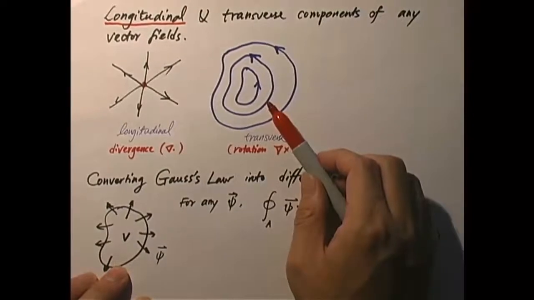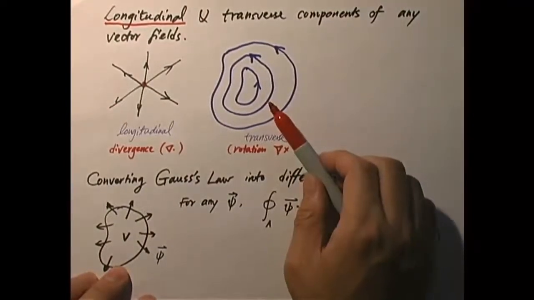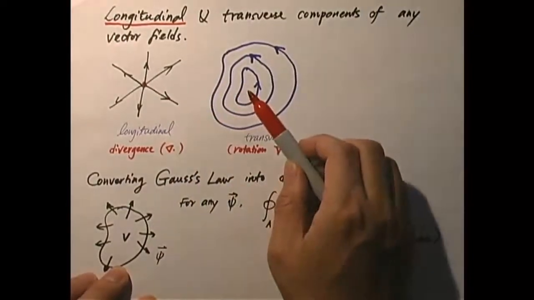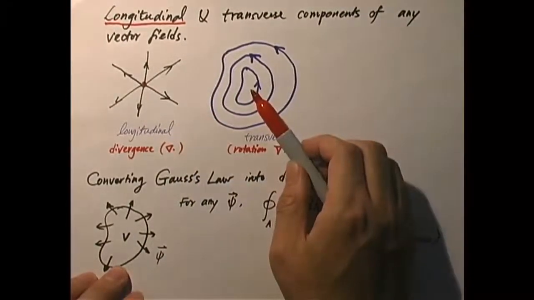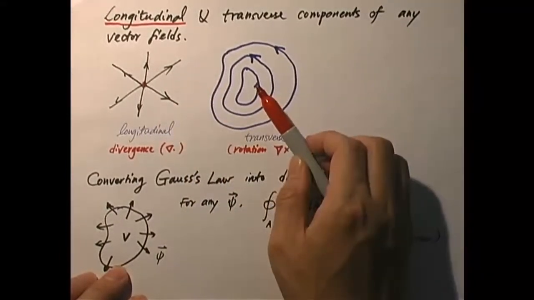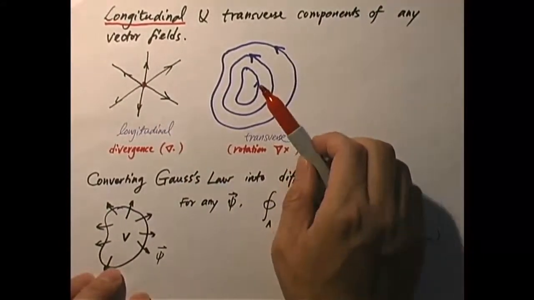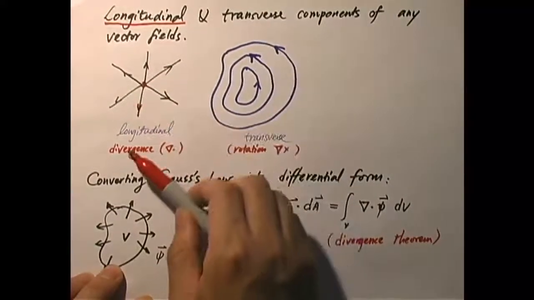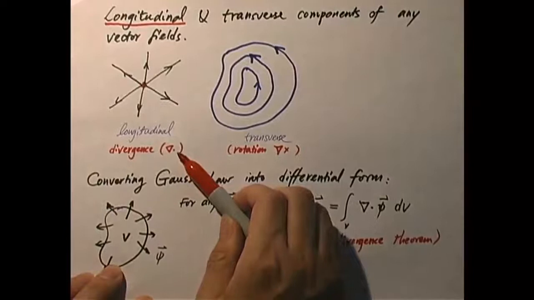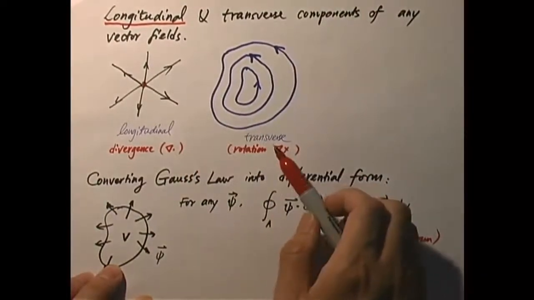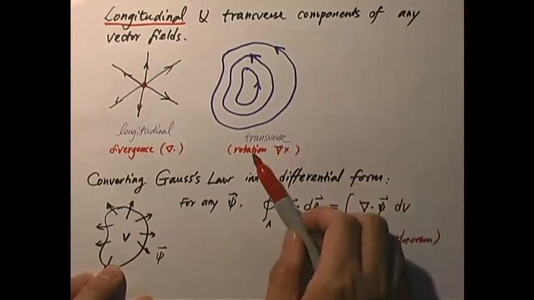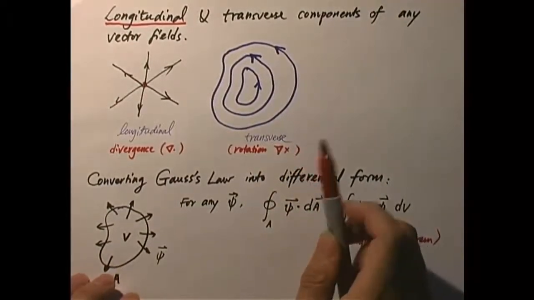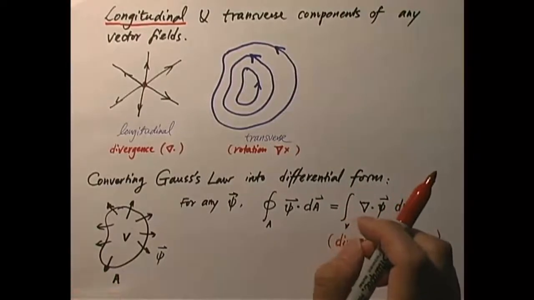These are 2 general types of vector fields. And if you look at an arbitrary vector field, it may consist of both types of components. It may have both longitudinal and transverse components. Now how does one describe the longitudinal part and the transverse part? It turns out the longitudinal part of a vector field can be described by the divergence operator, gradient dot. And the transverse part can be described with a rotation operator, gradient cross.